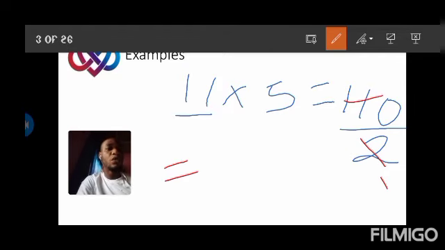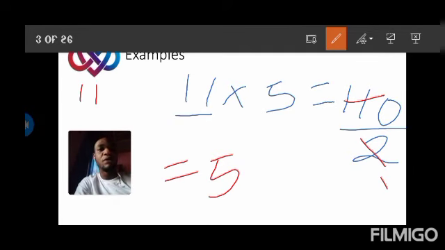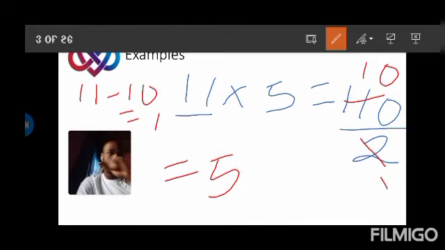Now 2 in 11, how many times can 2 go in 11? I think 5. 2 times 5 is 10, right? So it's going to be 11 minus 10 will give me 1. So we'll carry the 1 up and move the 0 to the front. You get it? Yes, carry the 1, move the 0 to the front.